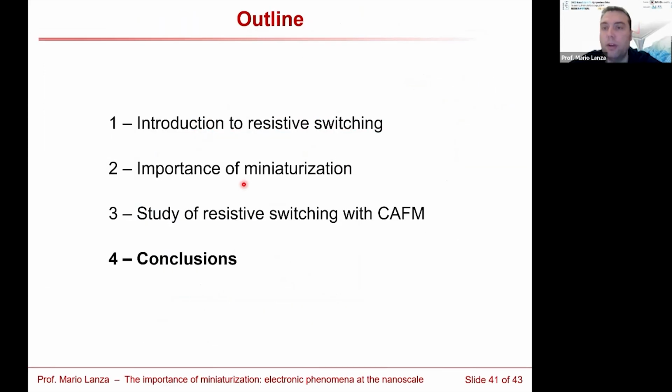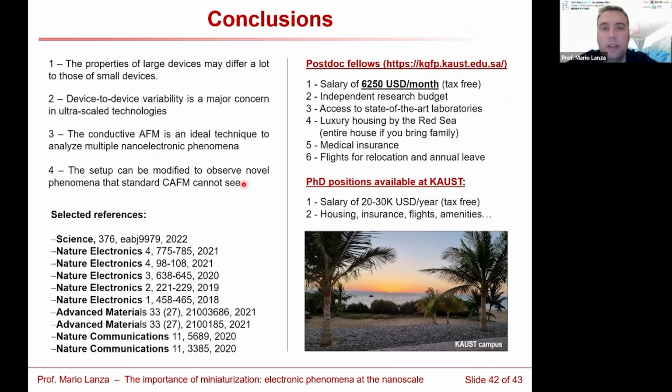So, in conclusion, the properties of large devices may differ a lot from those of small devices. Device-to-device variability is a major concern in ultra-scale technologies. The conductive atomic force microscope is an ideal technique to analyze multiple nanoelectronic phenomena, and the setup of the conductive AFM can be modified to observe novel electronic phenomena. If you are interested in gaining more information, you can check our recent publications.